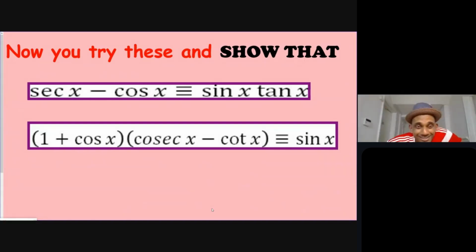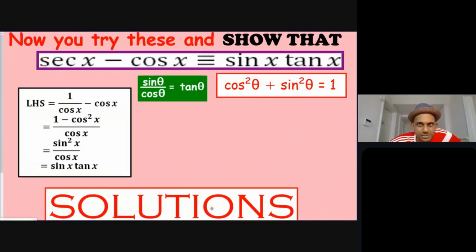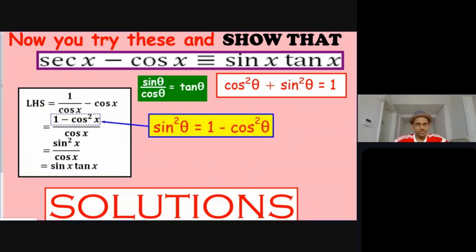Hello again. So let's go through the sec x minus cos x first. There's the answer in the white box, but it does need some explaining. Again, you might pause this and write down the solution. The first bit is pretty straightforward. You know sec x is 1 over cos x. You then need to put it over a common denominator.